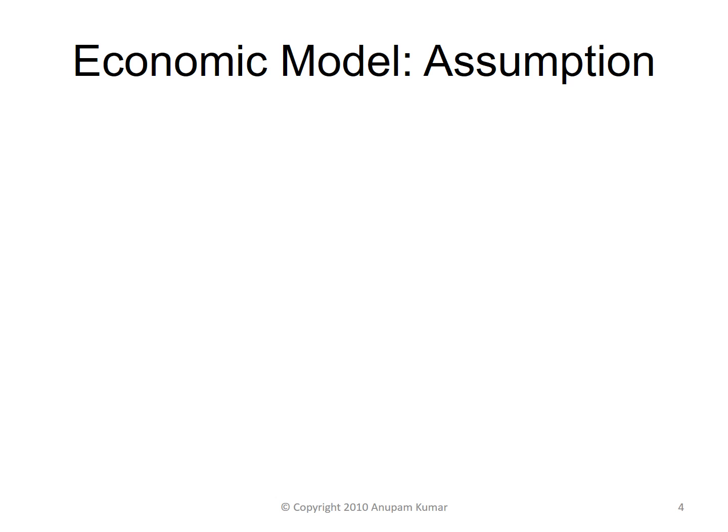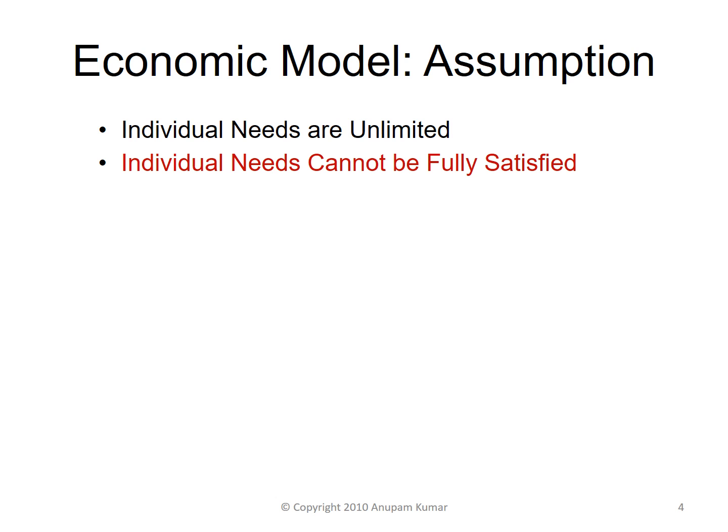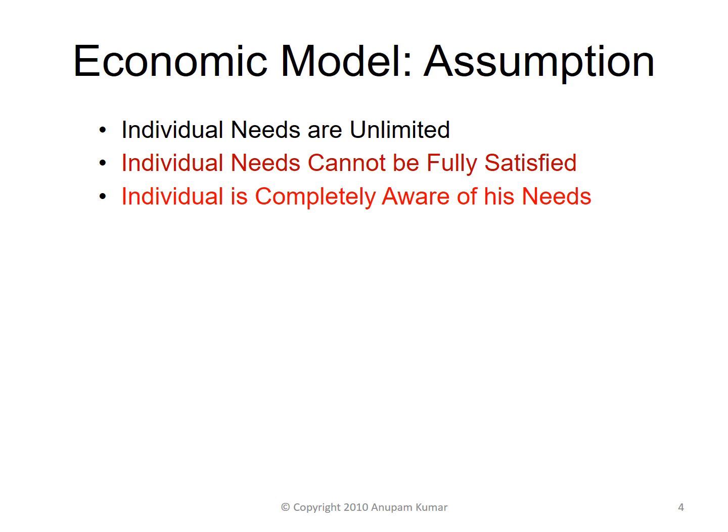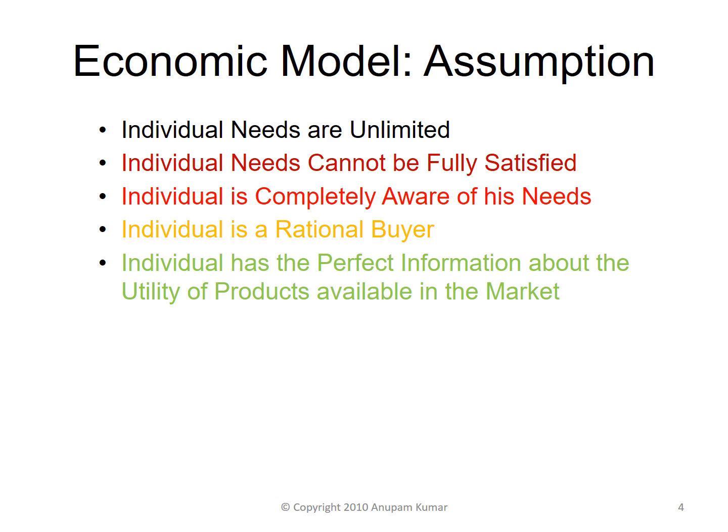Before moving on, let us have a look at the basic assumptions of the model. As per the economic model, the individual needs are unlimited. Individual needs cannot be fully satisfied. The individual is completely aware of his needs. The individual is a rational buyer. The individual has the perfect information about the utility of products available in the market.